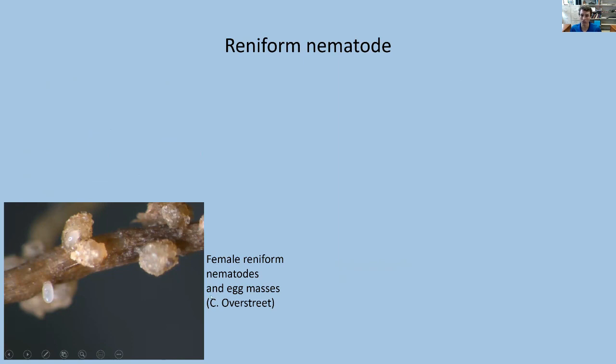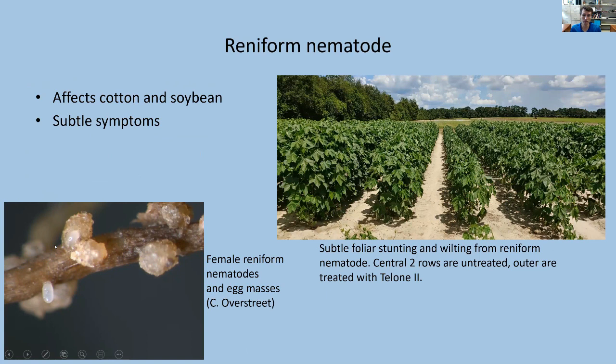And then the third major nematode would be reniform nematode. Here's a picture of reniform nematode females and egg masses on a cotton root. This one affects primarily cotton. It also can infect soybean as well, but it's a little bit less damaging on that one.